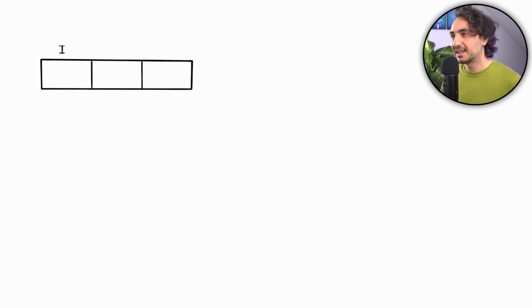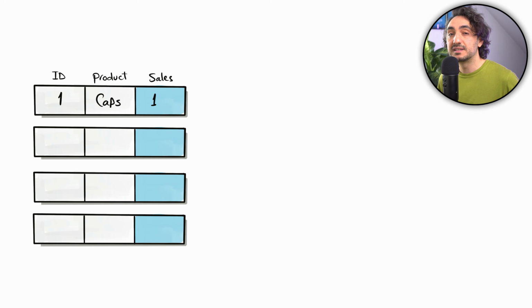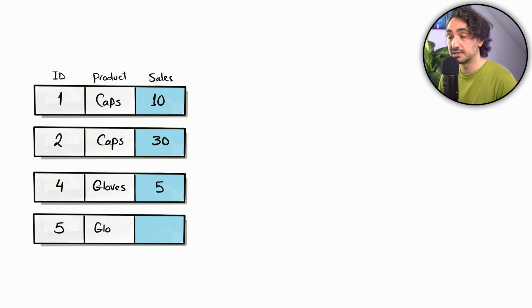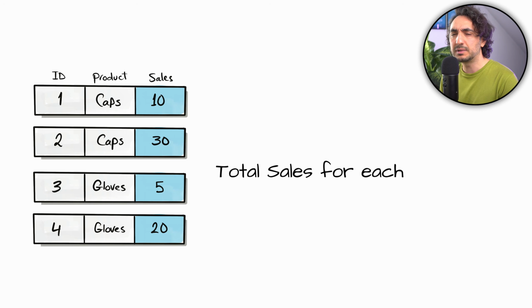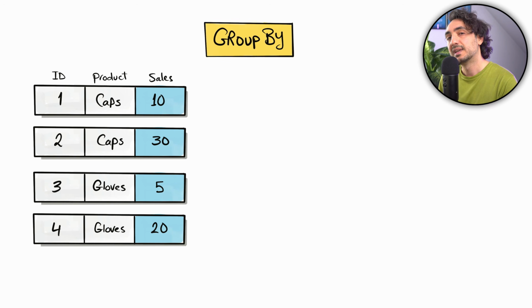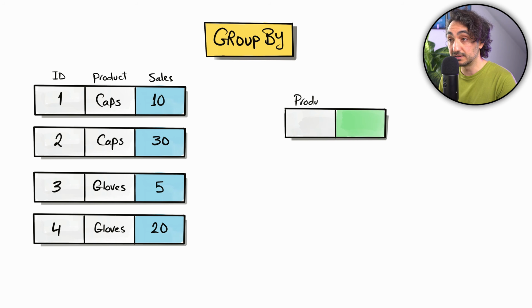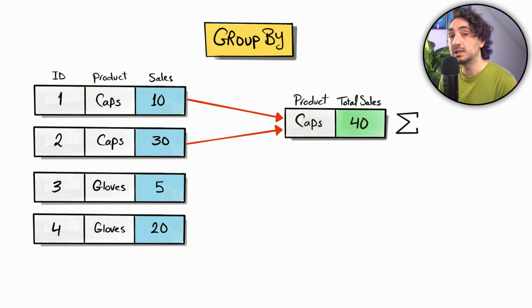Okay, so now let's understand how SQL works with the group by clause. Let's say that we have a very simple example. We have 4 orders, 2 orders for the caps and 2 orders for the gloves. And let's say that I would like to see the total sales for each product. So now if we decided to use the group by, what is SQL gonna do? It's gonna take the first 2 orders for the caps and put them in one row. So in the output, we're gonna have only one row for the caps with the total sales of 40.